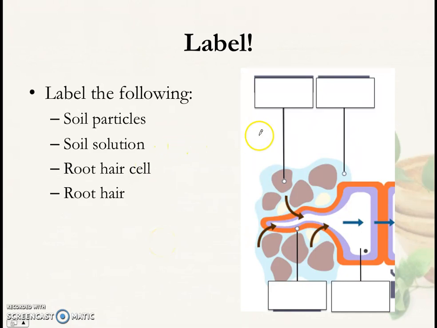Alright, so let's label this diagram. Firstly, we have the soil particles. These brown colored shapes represent soil particles. Then we have the soil solution, which is the fluid that surrounds the soil particles. So soil is not dry, it's moist usually. There's some fluid that surrounds it made up of water and different ions dissolved in it. That's called the soil solution. Then we have the root hair cell, which is over here. And of course, the part of the root hair cell which is a long and narrow extension, we call the root hair. Okay, so familiarize yourself with this diagram first, and let's move on.